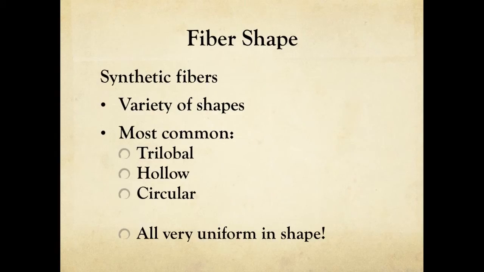Synthetic fibers take a variety of shapes, but within those shapes, the fibers are all very uniform, meaning their characteristics are very consistent between samples. They don't contain the imperfections and unique shapes that natural fibers do. The most common shapes for synthetic fibers are trilobal, hollow, and circular.